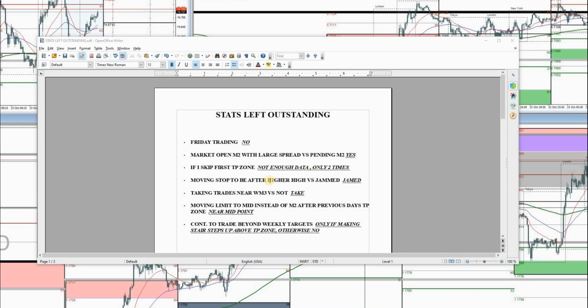Okay, so the next question that I needed to have answered was if I was to move my stop to break even after a higher high, or if I was just to simply jam my stop. The stats show that I am much better off if I just jam my stop. Many times, if I had moved my stop to break even, I would have been stopped out of the trade only for it to continue to the take profit zone.